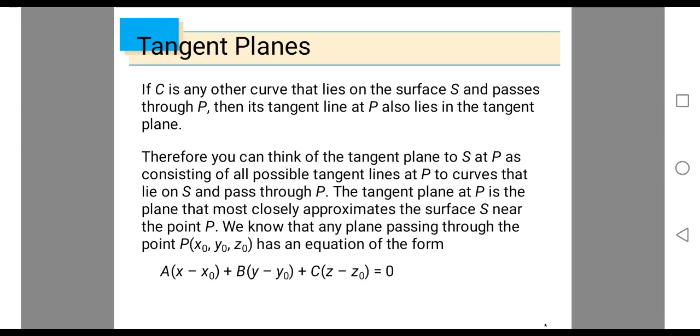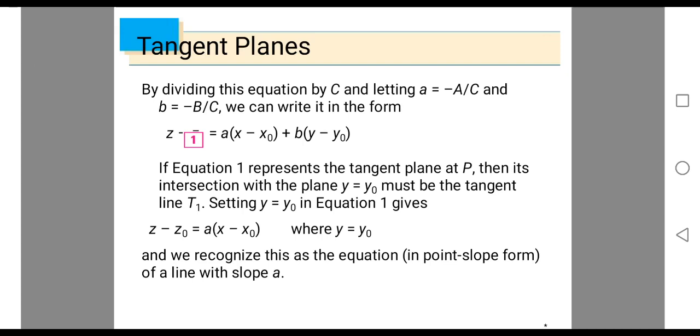We know that any plane passing through the point P, which has the components x0, y0, z0, has an equation of the form a(x minus x0) plus b(y minus y0) plus c(z minus z0) equals 0. I will explain this expression in the next slide.